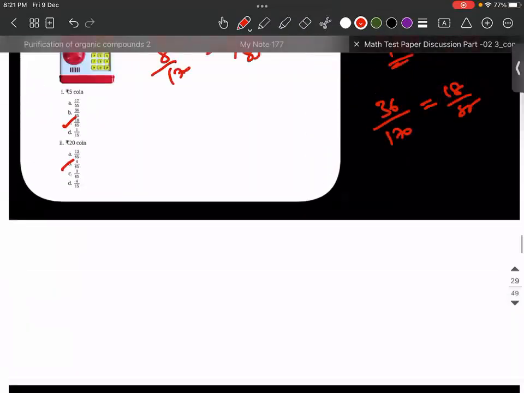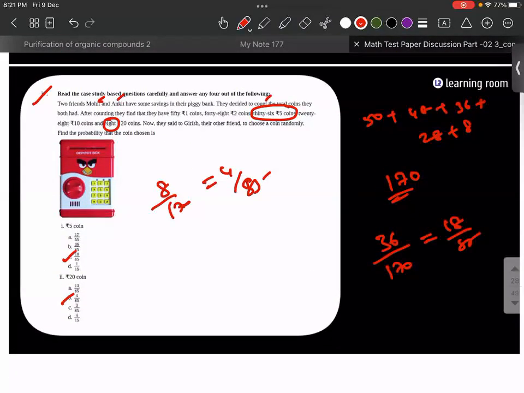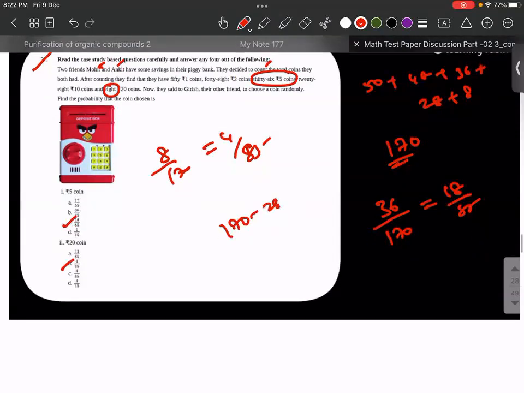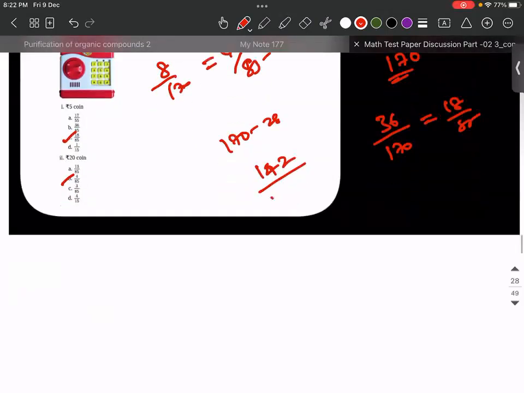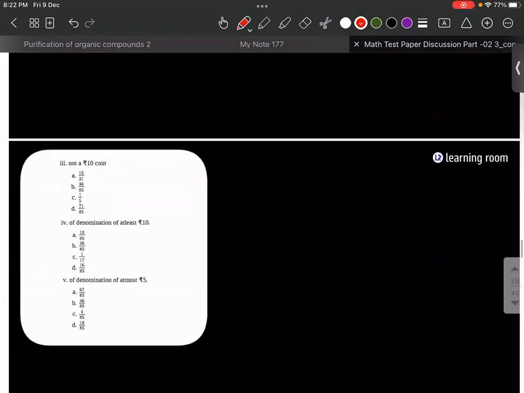Not a 10 rupee coin. So first find how many 10 coins are there. 28. So 170 minus 28 is 142. Yes, sir. So 142 divided by 170 should be the answer. 71 by 85. Option D.